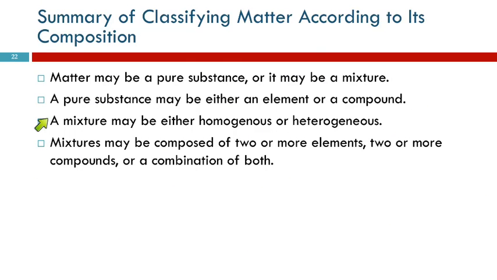So this is just a summary. Matter can be a pure substance or a mixture. Pure substances are broken into elements or compounds, and mixtures are either homogeneous or heterogeneous. Mixtures could be two different elements mixed together, or two different compounds, or an element in a compound, or 5 elements and 2 compounds, any combination.